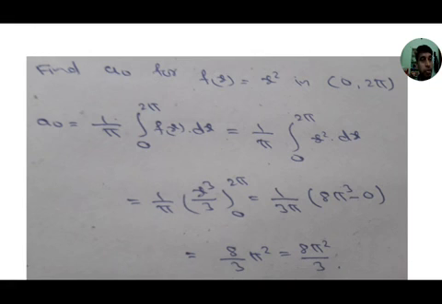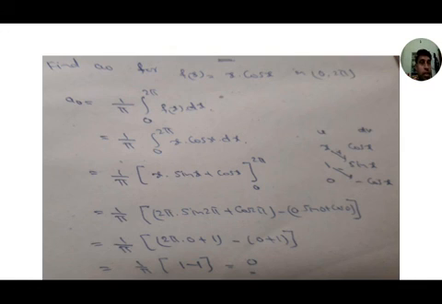Go through the problem. We will move to the next problem. Today's class is only Fourier coefficients. We are going to find Fourier coefficients. Use the formula, substitute the function and integrate. With the upper limit and lower limit, we get the answer. Here it is 8 pi square by 3.